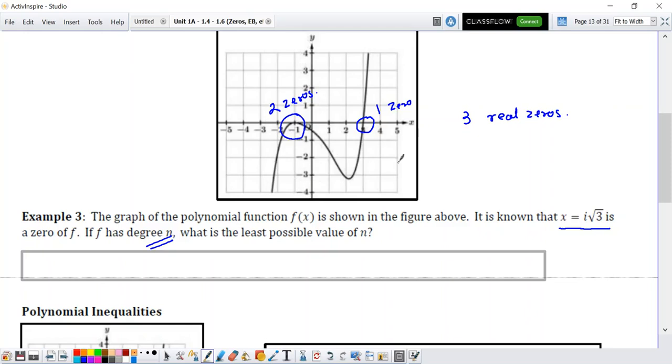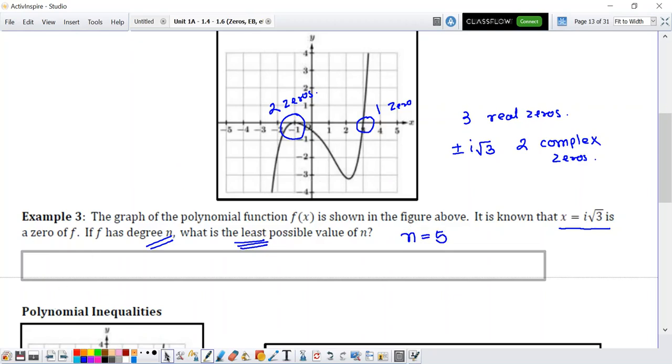Now remember, we talked about complex zeros always being in a pair. So that means plus or minus i root 3. If i root 3 is a zero, then negative i root 3 is also a zero. So there are two complex zeros. They are always in a pair. So what's the degree? At least, n has to be equal to 5.